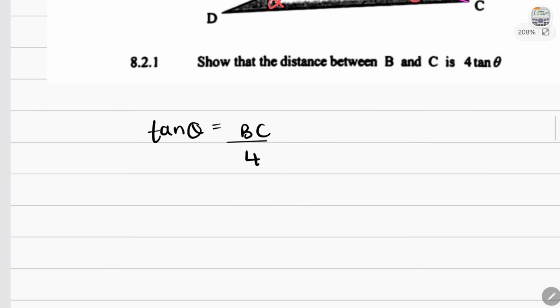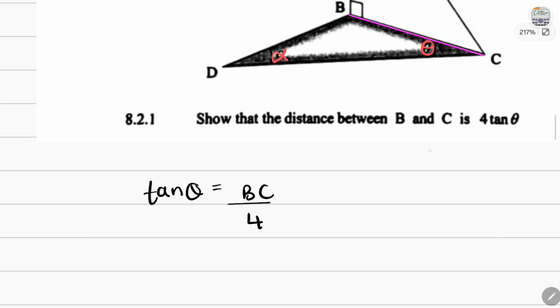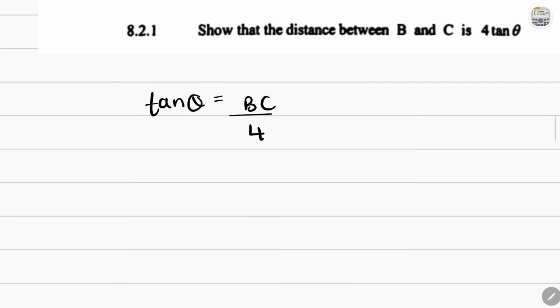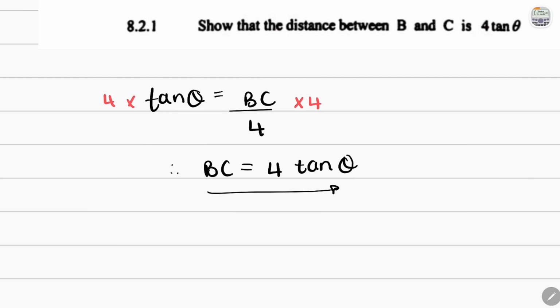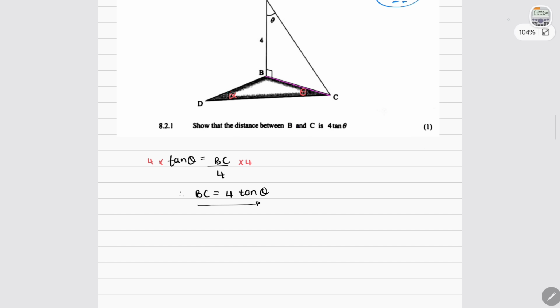Okay. And then finally just find BC, the distance between B and C. So get BC alone. You can do this by getting rid of the 4. So you'd multiply both sides of the equation by 4. And so finally BC indeed is equal to 4 tan theta. And that is our answer. Moving on to the next question.